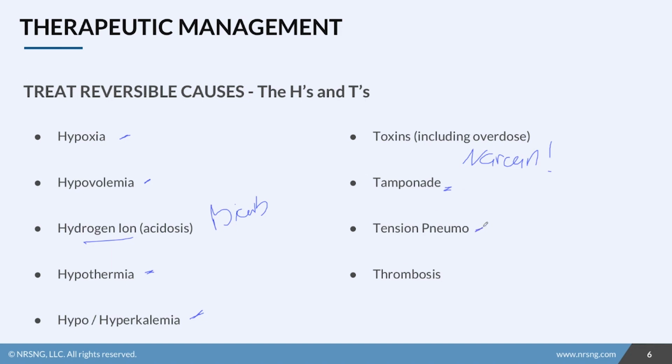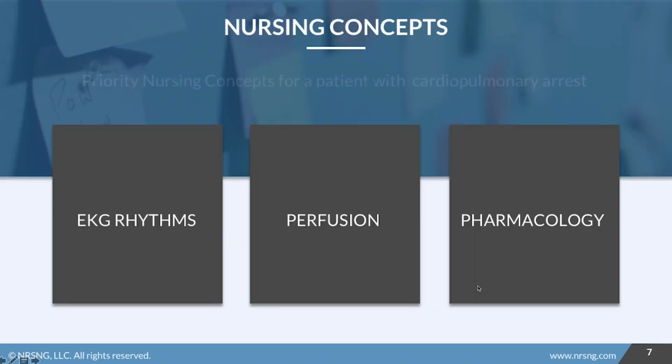Tension pneumo, let's do a needle decompression, which is, again, a nursing skill, or a chest tube, which is not a nursing skill. And thrombosis. If we think a clot is causing all the trouble, we might actually use the fibrinolytics here. That is a tough word, I tell you. That TPA. Usually, though, that is a last resort in a code like this.